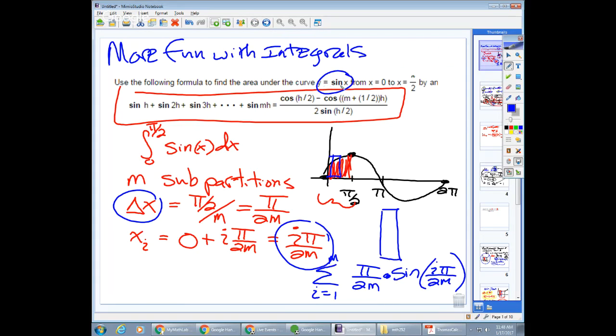Find the area under the curve sine of x. That's what this problem is right here. Now here we're going from 0 to pi over 2. Let's see if it matches the answer we got.